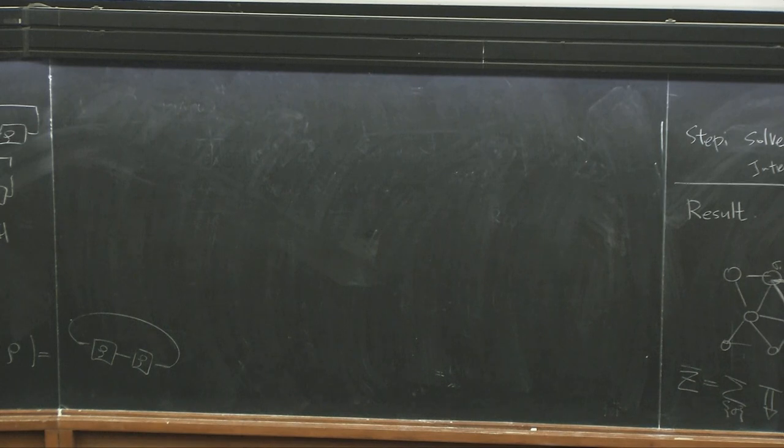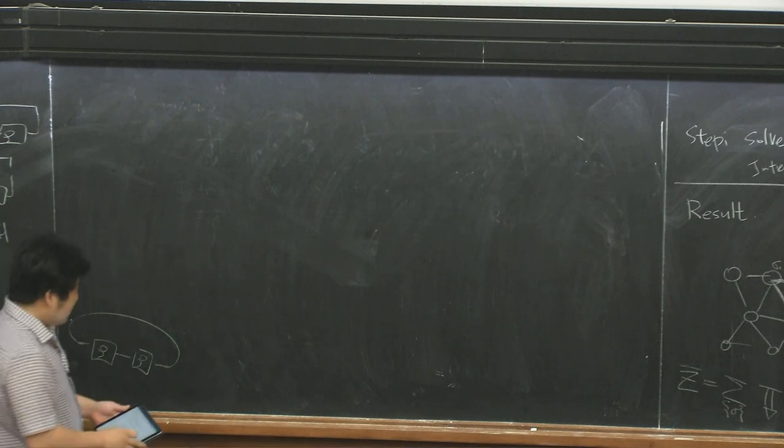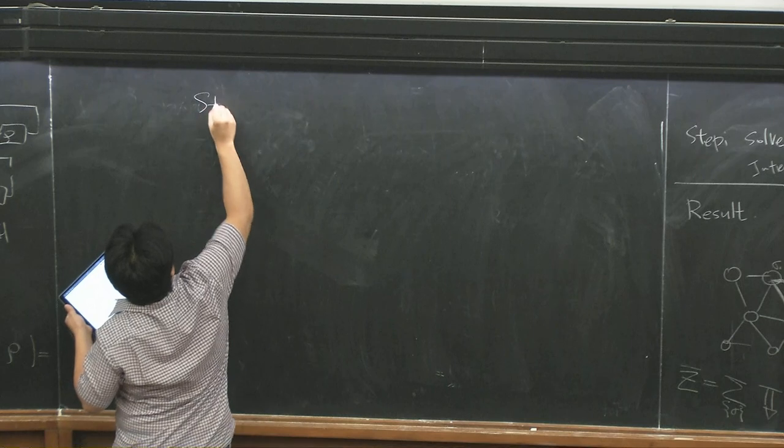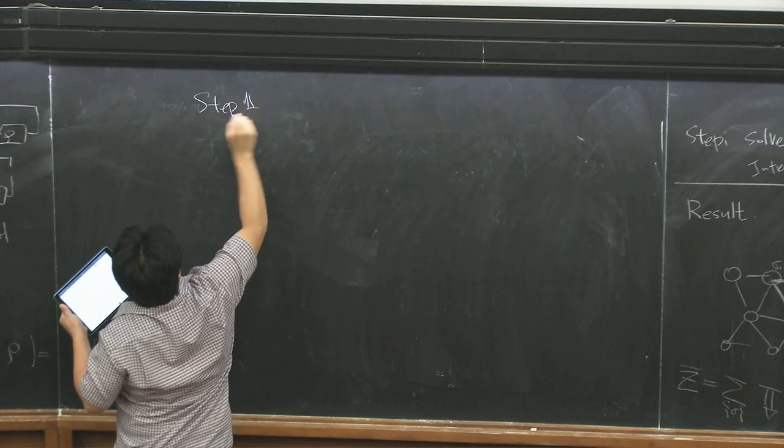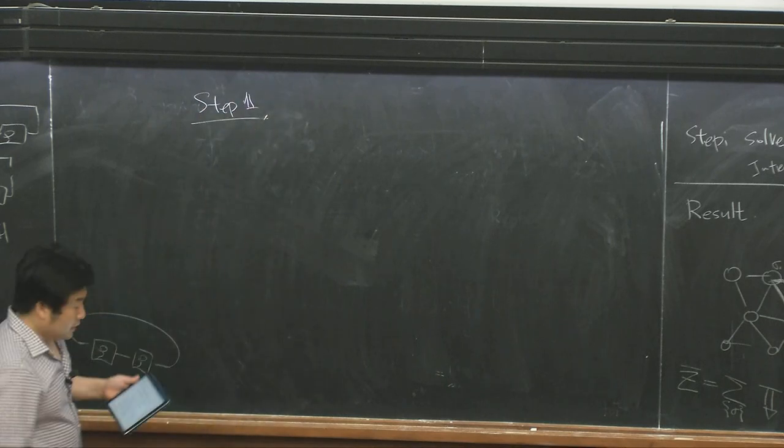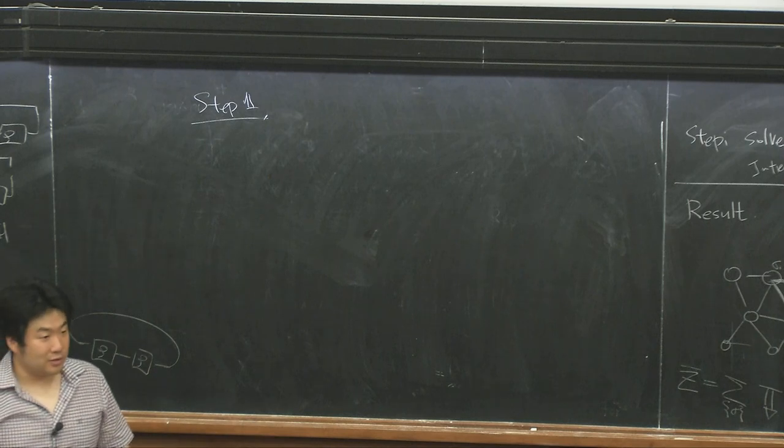So is everything clear so far? Okay, now that we are the masters of tensor network diagrams, and that's all we need, let's go through the actual steps of deriving the spin model. Step number one. I'm going to write down the expression.